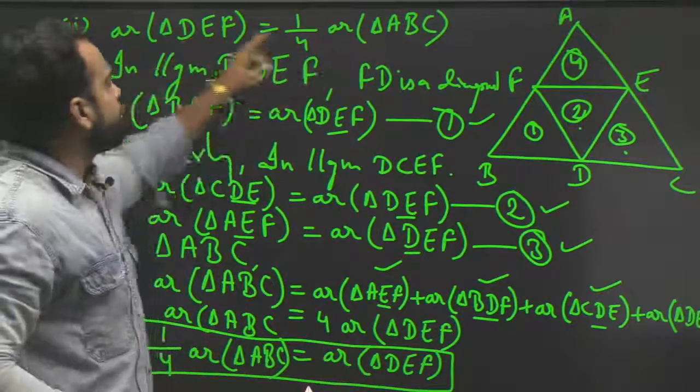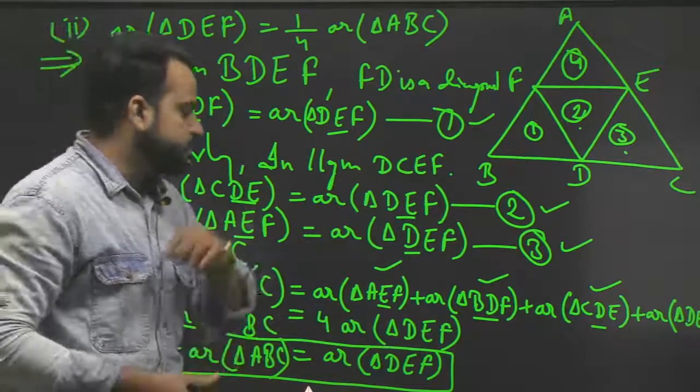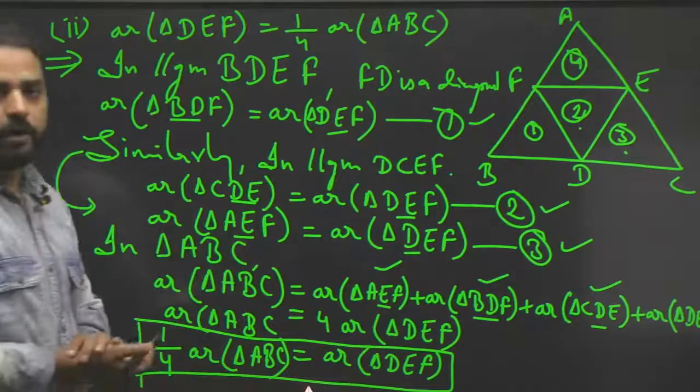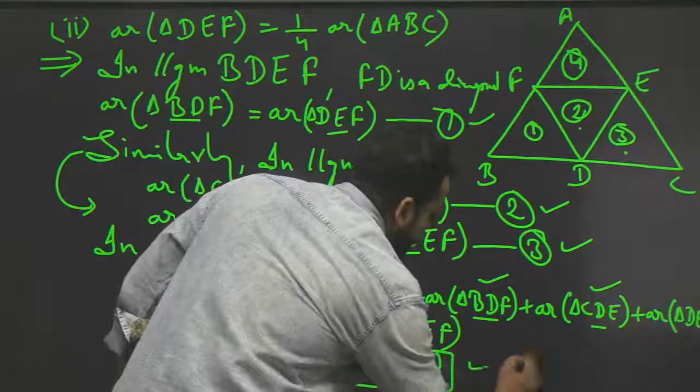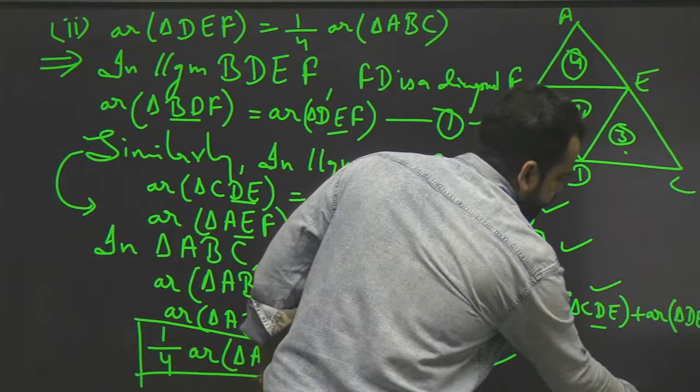1/4 of the area of triangle ABC is equal to DEF. 1/4 of the area of ABC is equal to DEF. All right, so now we have proved the second portion also. Let's go for the third one.